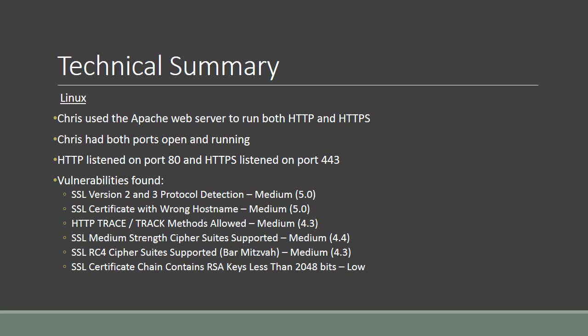For HTTPS Linux, Chris used the Apache web server to run both HTTP and HTTPS. Chris had both ports open and running. HTTP listened on port 80 and HTTPS listened on port 443. The vulnerabilities found are discussed below.